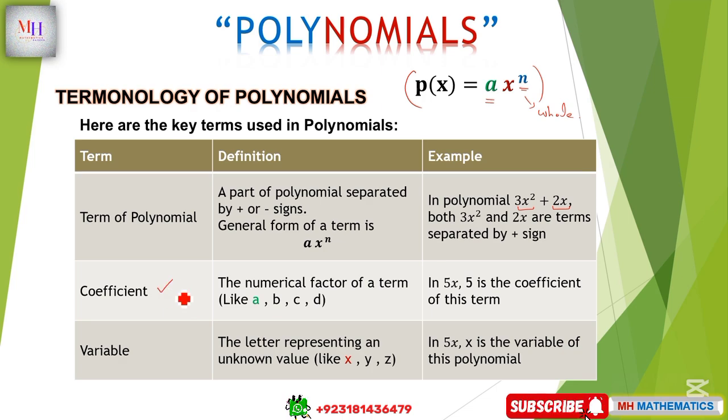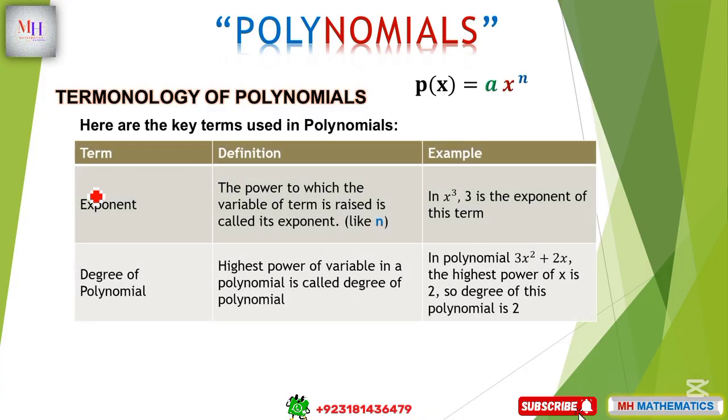The other one is the coefficient. What is a coefficient? The numerical factor of a term multiplied by the variable is called the coefficient. For example, in the general form, here a is multiplied with the variable. So a is our coefficient and it is always multiplied with the variable. For example, in 5x, the 5 is the coefficient, and the variable is the letter representing an unknown value. For example, it may be x, y, z, p, q, t, any variable whose value is unknown. For example, in 5x, x is the variable because its value is unknown.